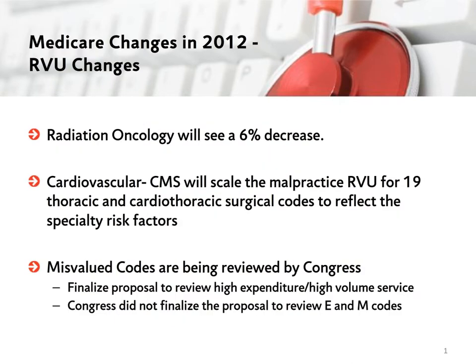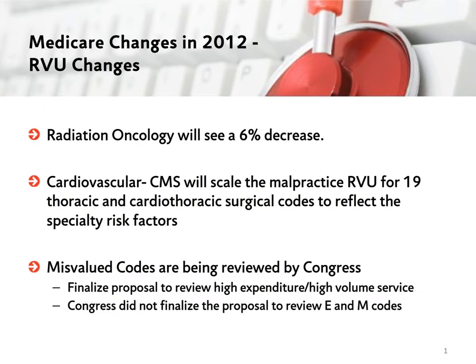Also, under some of the changes in 2012, we had a few RVUs that were affected. The radiation oncology will see a 6% decrease to their reimbursement, and this is due to the claims submitted to CMS. And radiation oncology was on the OIG work plan for 2 years. So if you're within this specialty, you will see a 6% decrease.